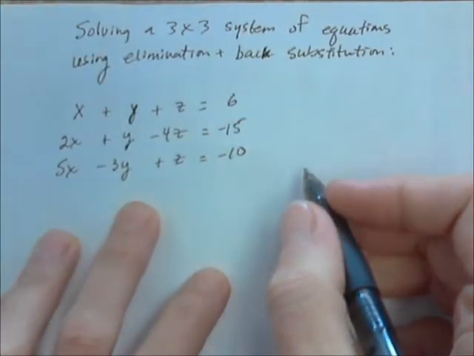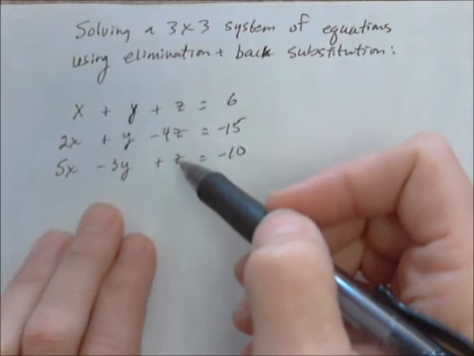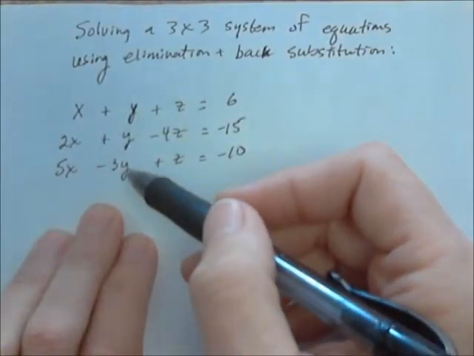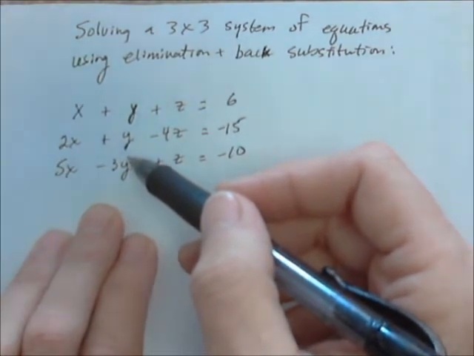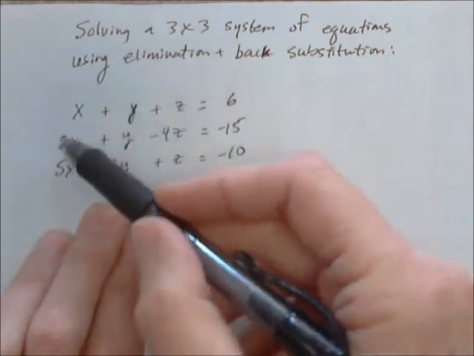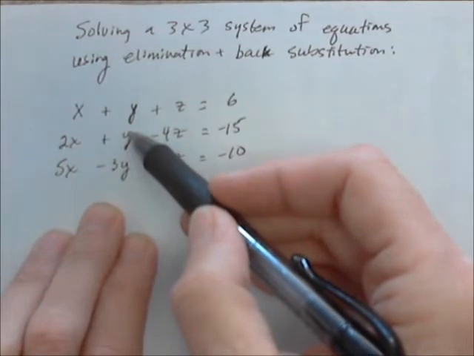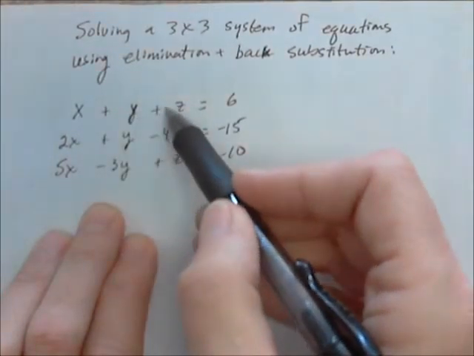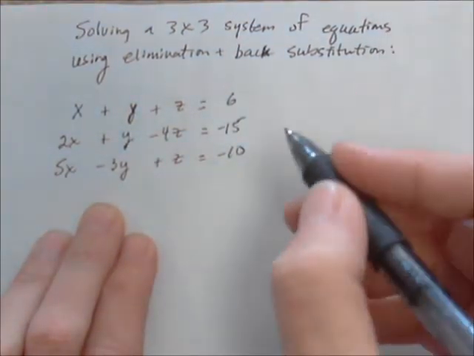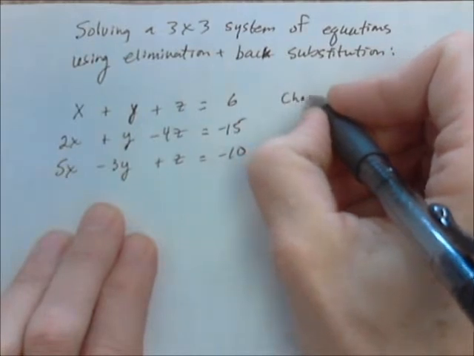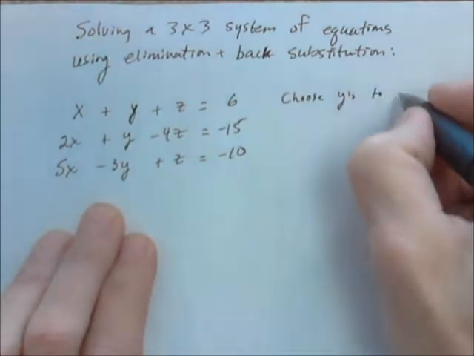So the elimination method of solving these is to first take a look at all of the coefficients and see if you can eliminate one of the variables easily through addition or subtraction. And if I look through this, I can see that if I subtract these two equations, the y is going to be eliminated. And if I multiply this by 3 and add it to this last one, the y's will be eliminated. So what you're going to do is write down what you choose. So you're going to choose the y's to eliminate.